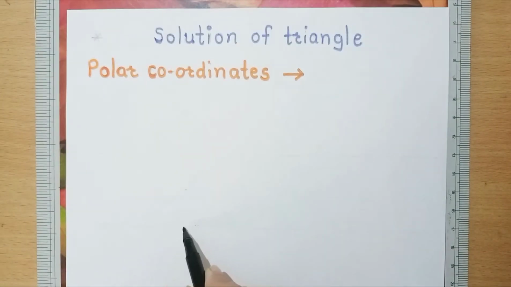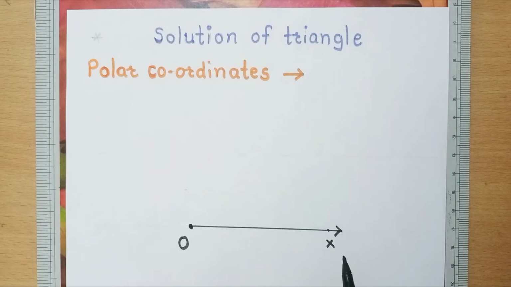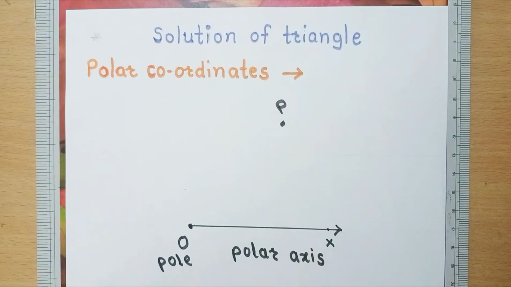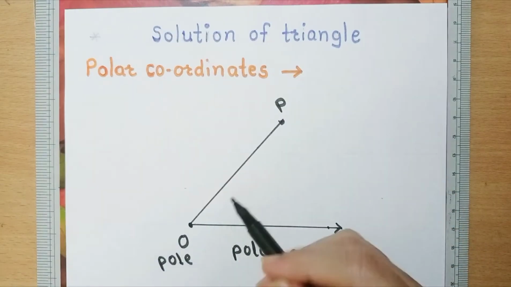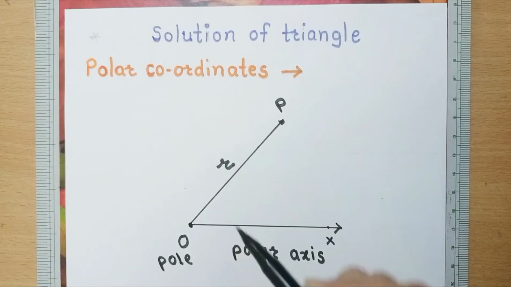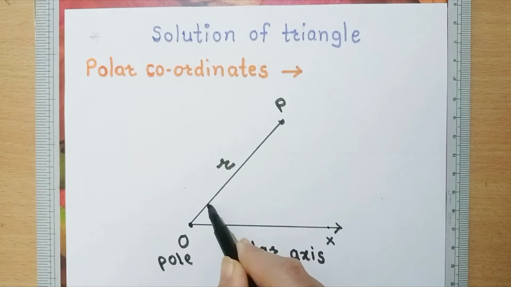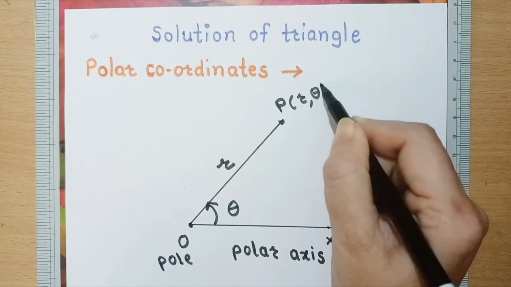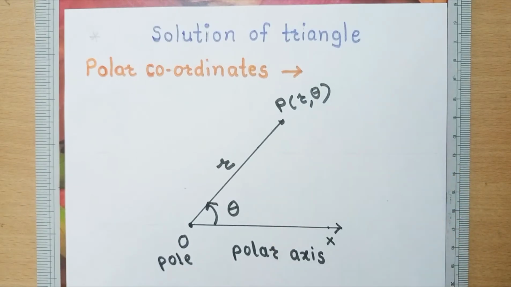So let's start. Let this be the fixed point O and OX be a fixed ray in the plane. Then this fixed point O is called the pole and this OX is called the polar axis. Let P be any point in the plane, and I'll join this OP. Let length OP be r and angle XOP be theta. Then the ordered pair (r, theta) determines the position of this point in the plane.